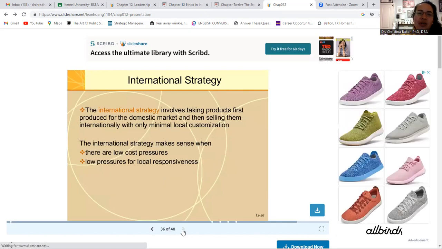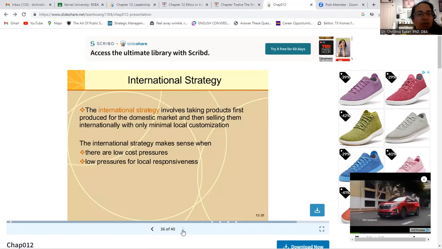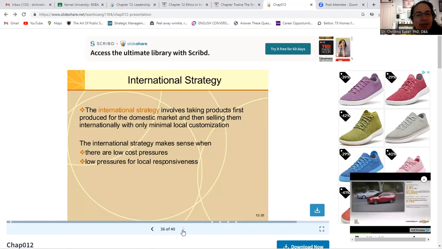The international strategy involves taking products first produced for the domestic market and then selling them internationally with only minimal local customization. The international strategy makes sense when there are low pressures for local responsiveness.